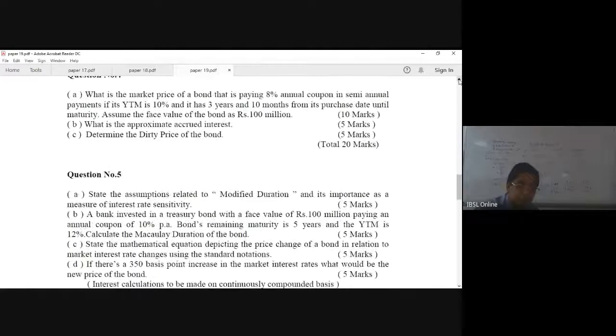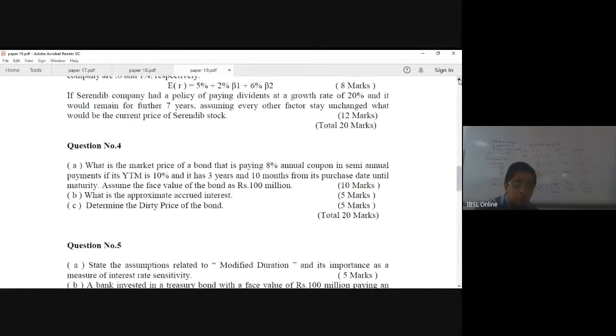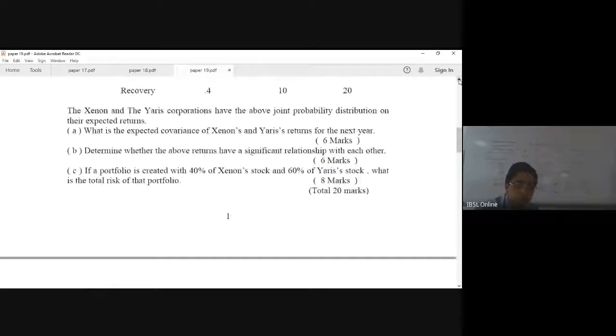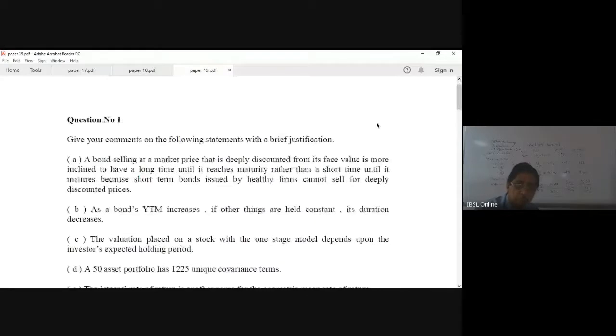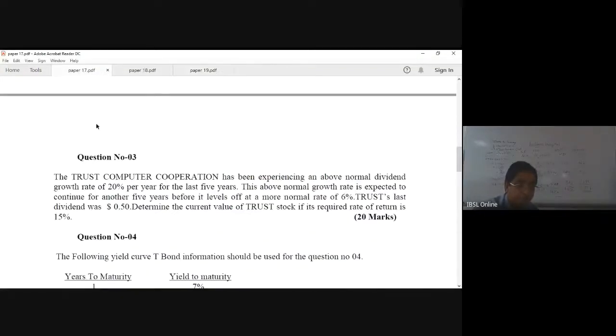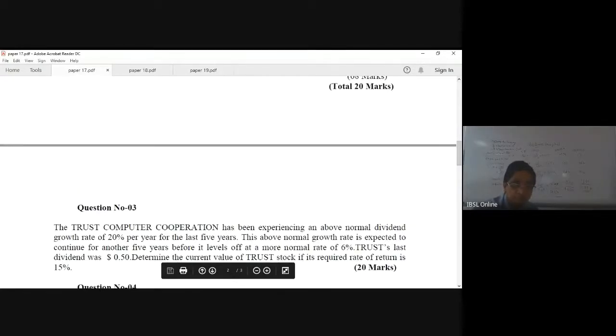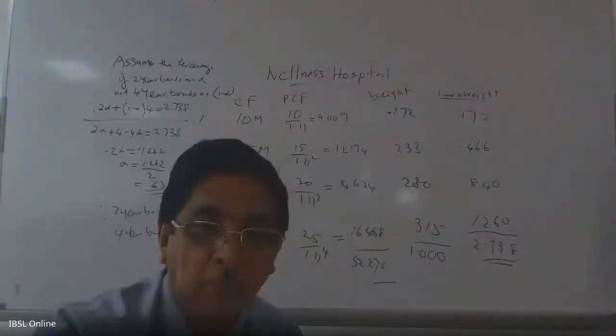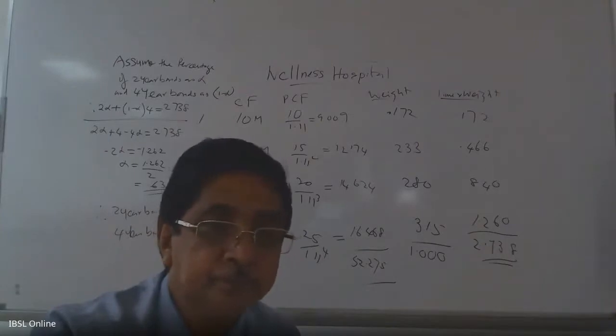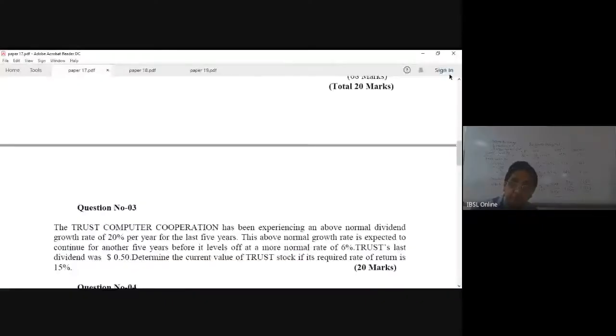I think up to question 5 we did last time. Now today also we did some other questions from other question papers. This is the one we studied earlier.